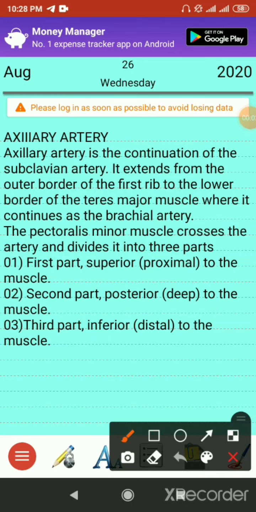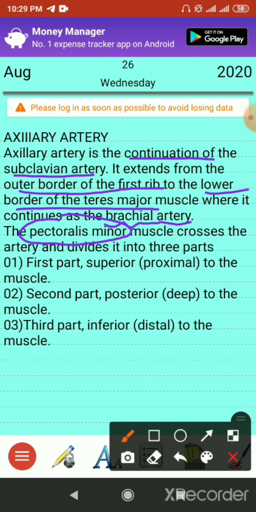Bismillahirrahmanirrahim. Today we'll start from the axillary artery. The axillary artery is the continuation of the subclavian artery. It starts from the outer border of the first rib up to the lower border of the teres major muscle. Then it continues as the brachial artery. The pectoralis minor muscle divides the artery into three parts. First part, superior to the muscle, second part, deep to the muscle, and third part is inferior to the muscle.